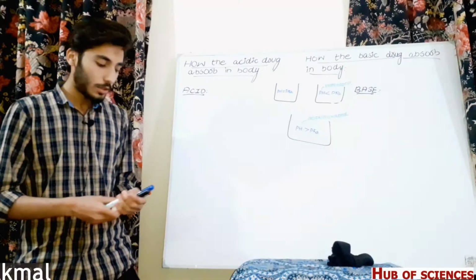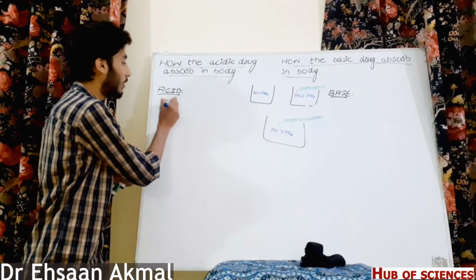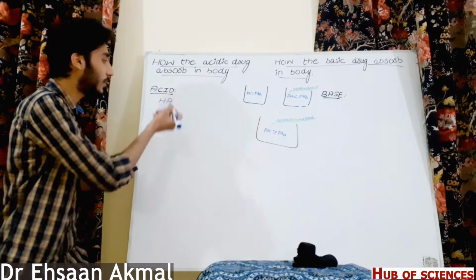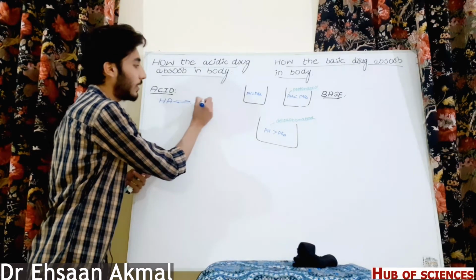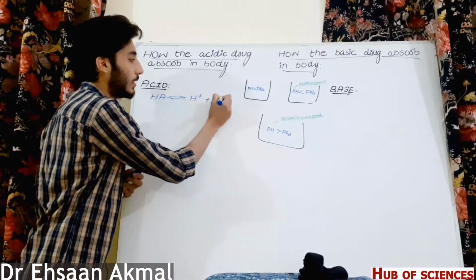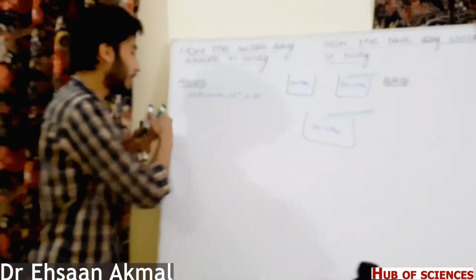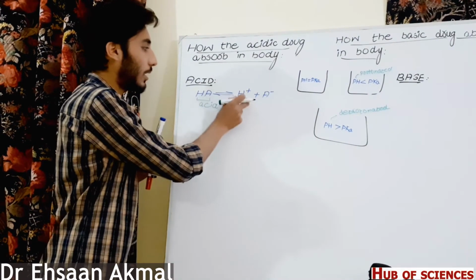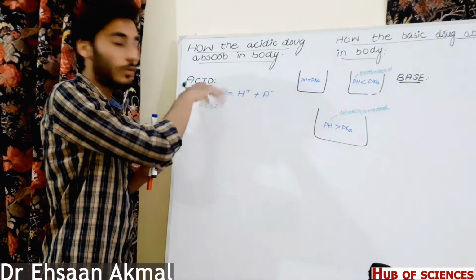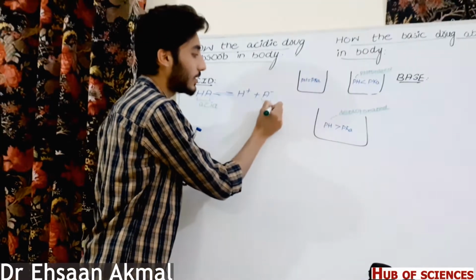First of all, consider a general acid. We consider HA. This is an acid. It ionizes to form hydrogen ion and this anion. So this is an acid. This is the hydrogen ion which generates from this acid, and this is the conjugate base of this acid.